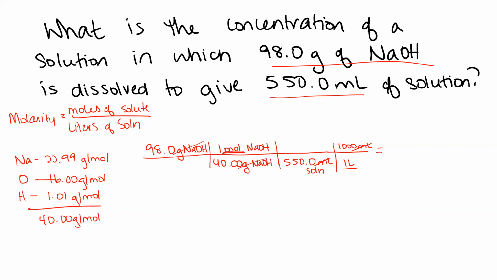98.0 times 1,000 divided by 40 times 550, and we get 4.45 molar NaOH. Now, keeping in mind, we started with 3 significant digits with our initial mass of NaOH. We end with 3 significant digits because that was the lowest number for this.